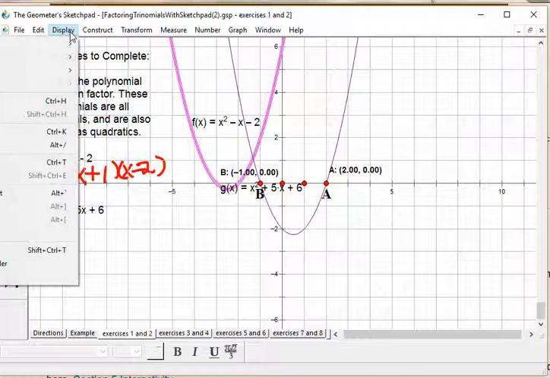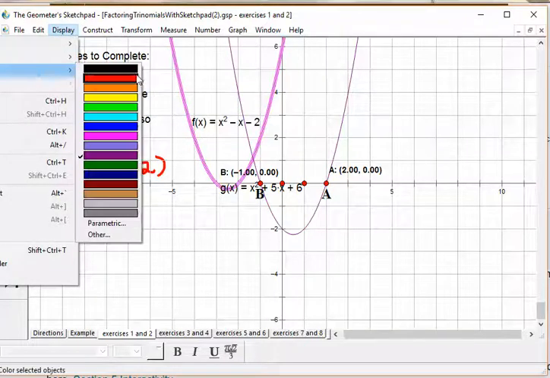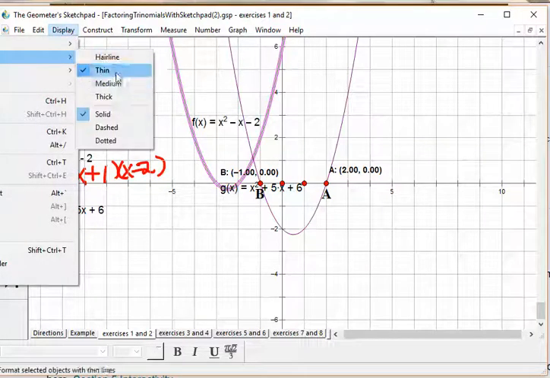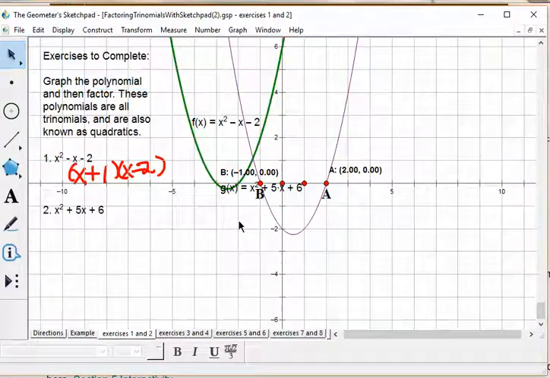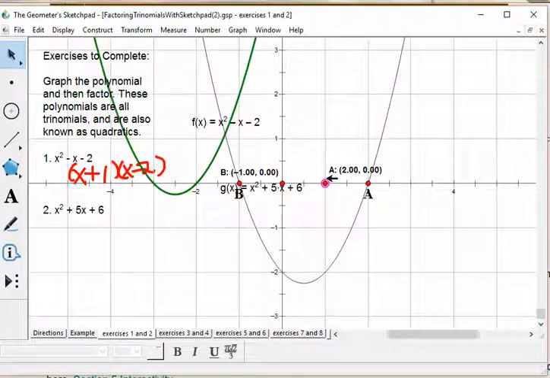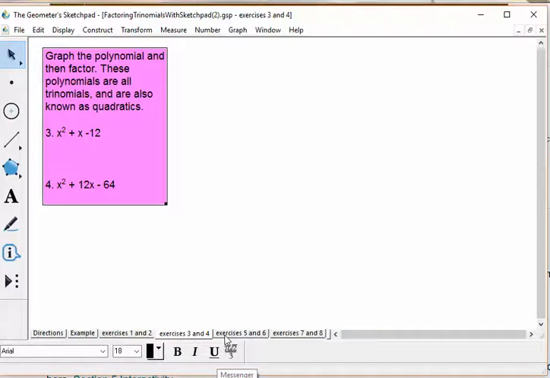I'm going to go to display color. It probably got cut off a little bit for you, and I'm just going to change it to a different color. You can also change how thick your lines are if you want to. And you can also zoom in by moving this dot so that you can see better. Anyway, here's my points. So you're going to find the coordinates of those points and use those to help you factor this trinomial. And you'll continue on through the rest of the problems.